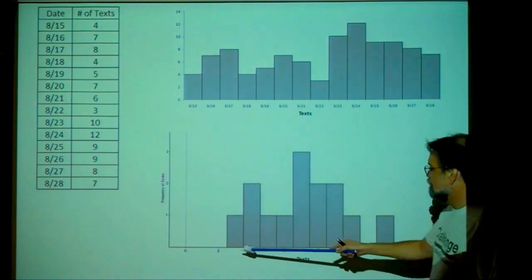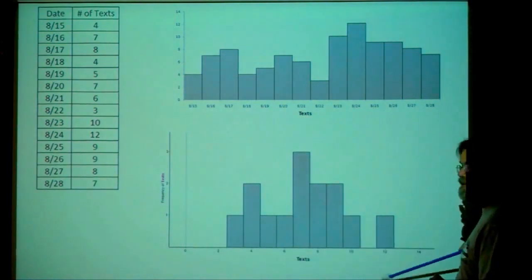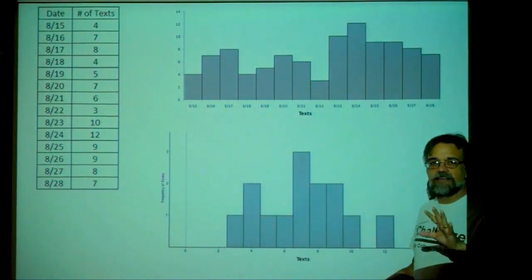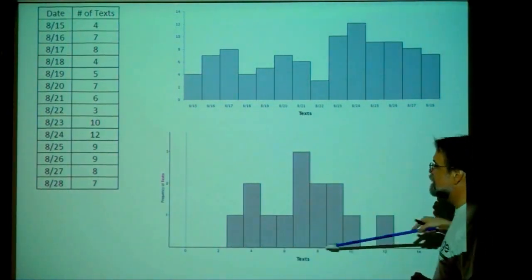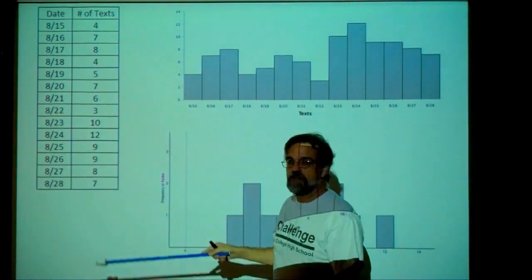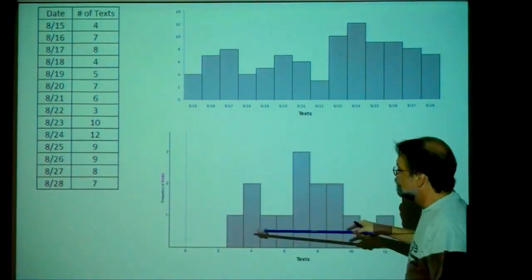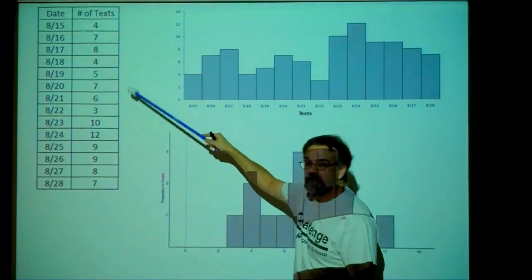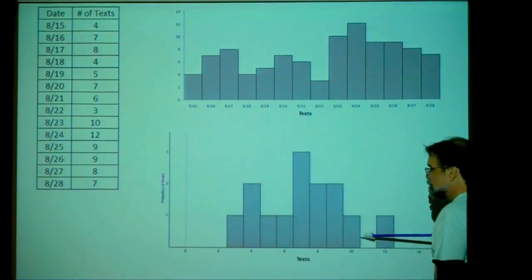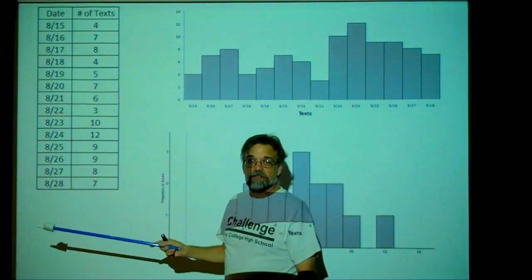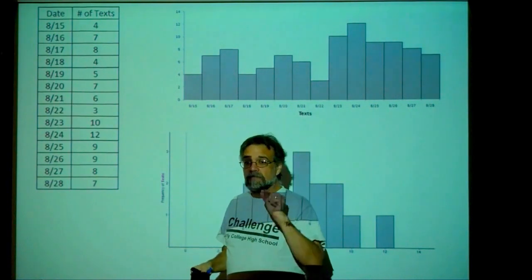Now what do I see? On my x-axis is the number of texts. That's the thing that I'm measuring, not the date. Your x-axis needs to be these numbers that you see here, the thing that you're measuring. The y-axis is how frequently do those numbers appear. So the histogram is going to ignore the date. It doesn't use the date.